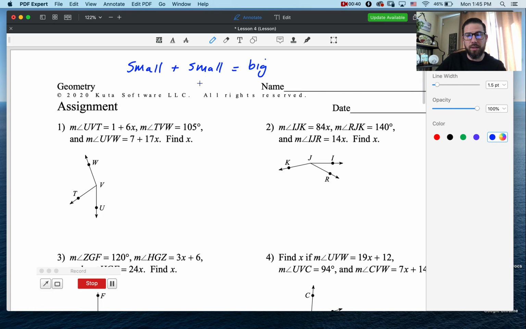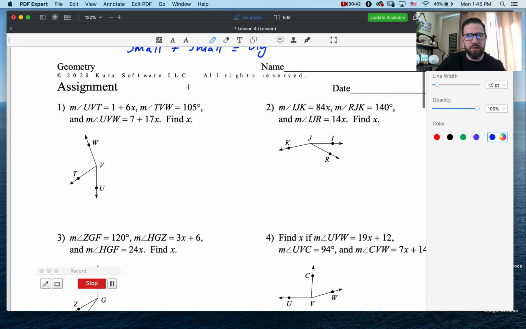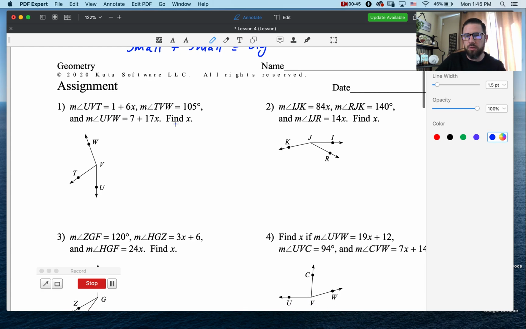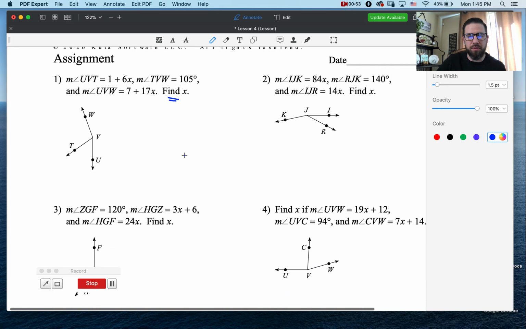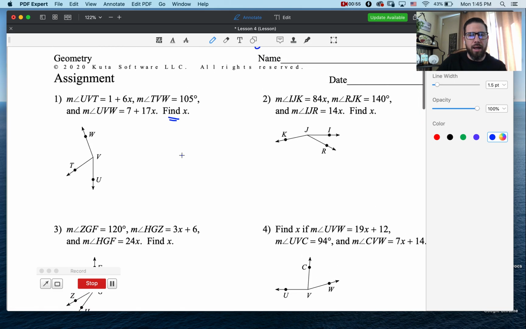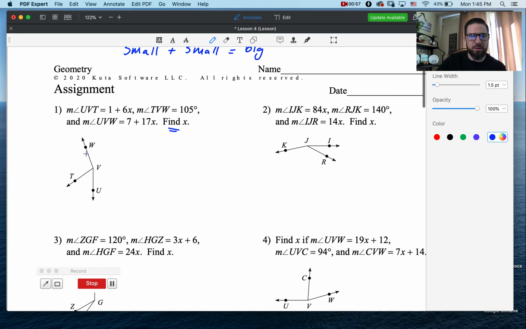Now, what's different about this lesson? Well, what's different is you're going to see now we have variables. It's not just a 30-degree angle, a 50-degree angle. We've got variables and we want to find x. So you can see that it's a little different here. We're finding x and we need to identify what's small and what's small and what's big.